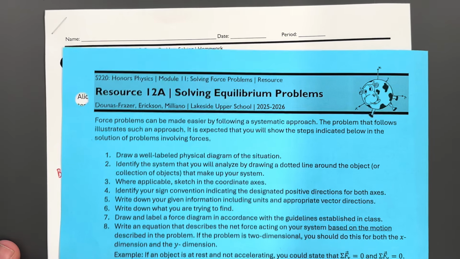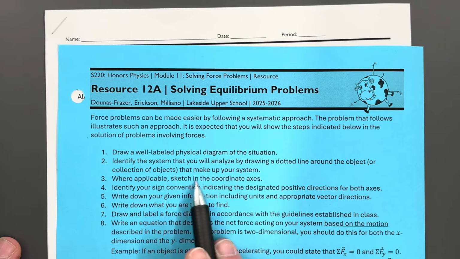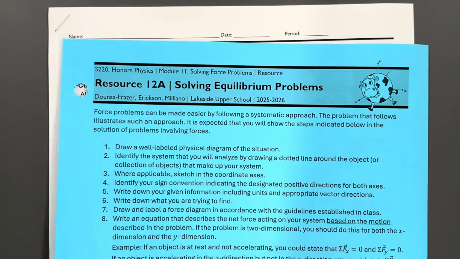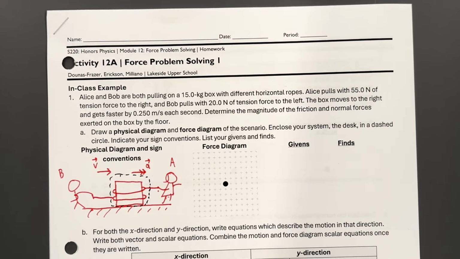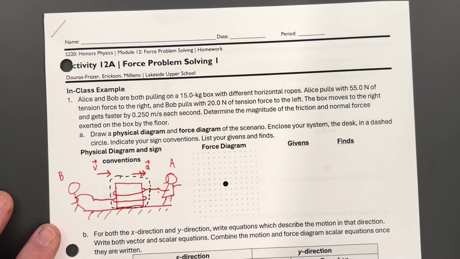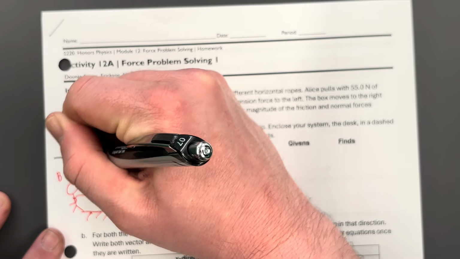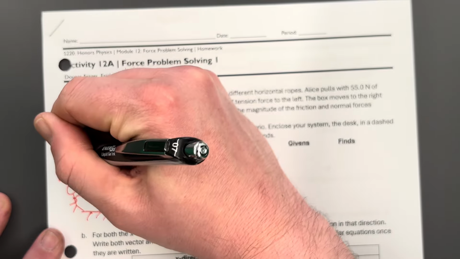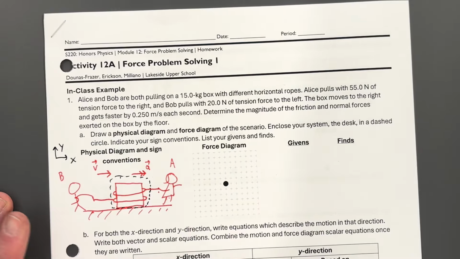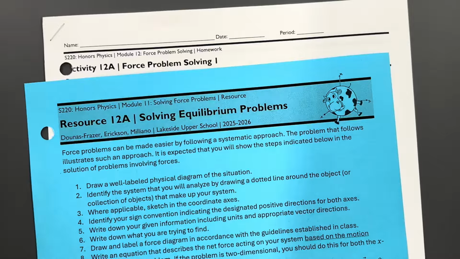Step three, where applicable, sketch the coordinate axes. Let's go ahead and do that. I usually like to make my coordinate axes match the direction of the acceleration, which is to the right. And so my x-axis is also going to be to the right, and then I'll make my y-axis up. Sometimes x to the left is helpful if your acceleration is to the left. Sometimes y down is helpful if you're moving up and down. So different choices are helpful in different cases. Great. Let's move on.